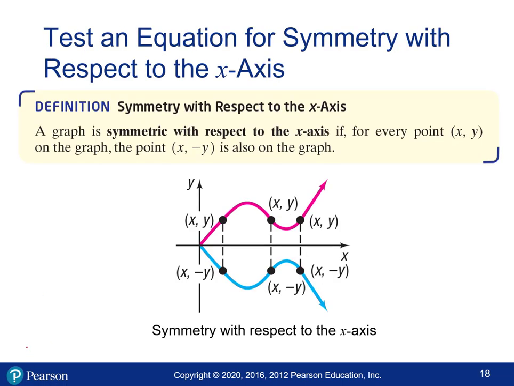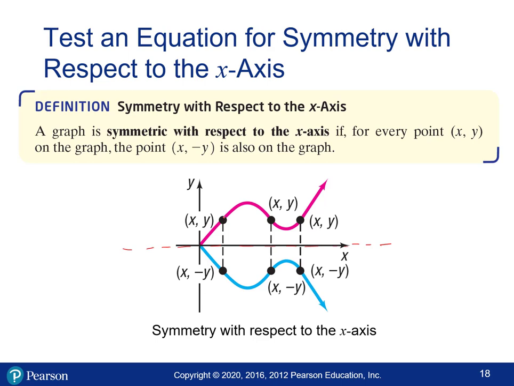Okay, so we're going to test an equation for symmetry first with respect to the x-axis. So with respect to the x-axis, think about this symmetry. Think of the x-axis as like a mirror. So if you were to place a mirror here across this x-axis, all the way across here, and you could flip over your graph and get the same image, that's symmetry with respect specifically to the x-axis.